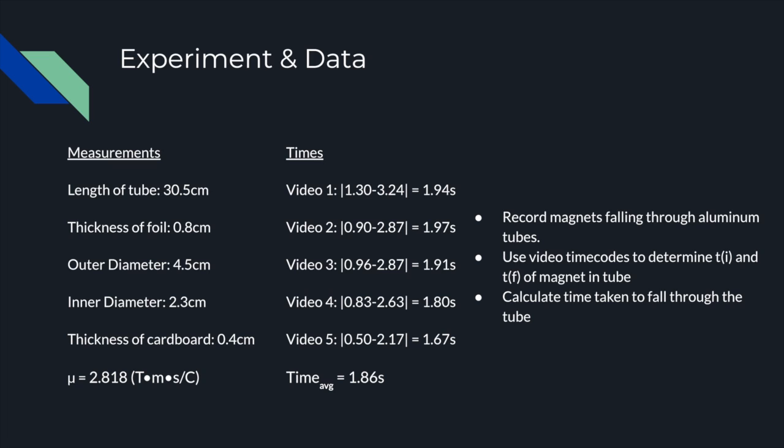The thickness of the foil was 0.8 centimeters. The outer diameter was 4.5 centimeters. The inner diameter was 2.3 centimeters. And just for thoroughness, the thickness of the cardboard was recorded to be 0.4 centimeters. I took the magnetic moment of the bar magnet to be 2.818, which was calculated in a previous lab.